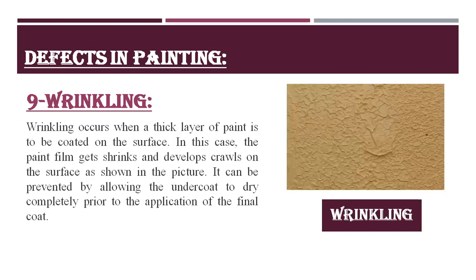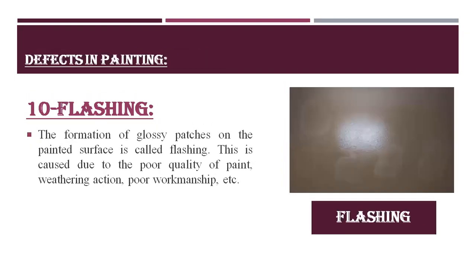Ninth is wrinkling. Wrinkling occurs when a thick layer of paint is to be coated on the surface. In this case, the paint film shrinks and develops scrolls on the surface as shown in the picture. It can be prevented by allowing the undercoat to dry completely prior to the application of final coat. 10th defect is flashing. The formation of glossy patches on the painted surface is called flashing. This is caused due to the poor quality of paint, weathering action, or poor workmanship.